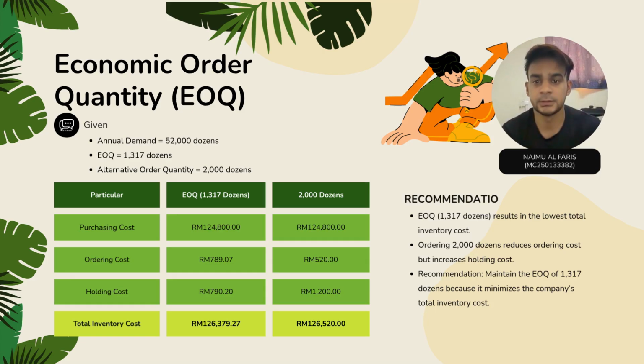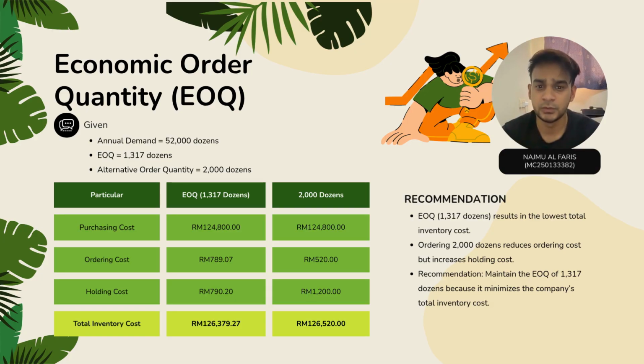Hi, my name is Najmu Al Faris. So today I will be presenting the scenario for 7.2, which focuses on the economic order quantity, or what we call EOQ. In this scenario, the company has an annual demand of 52,000 dozens. We compared the current EOQ of 1,317 dozens with an alternative order quantity of 2,000 dozens to determine which option results in the lowest total annual inventory cost.